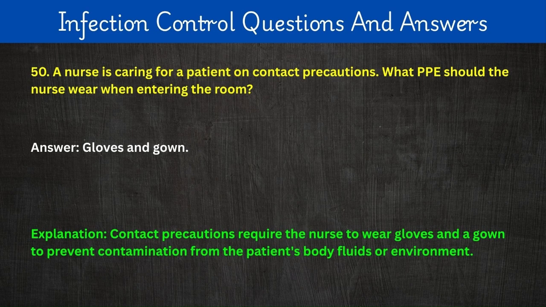What PPE should the nurse wear when entering the room? Answer: gloves and gown. Explanation: contact precautions require the nurse to wear gloves and a gown to prevent contamination from the patient's body fluids or environment.